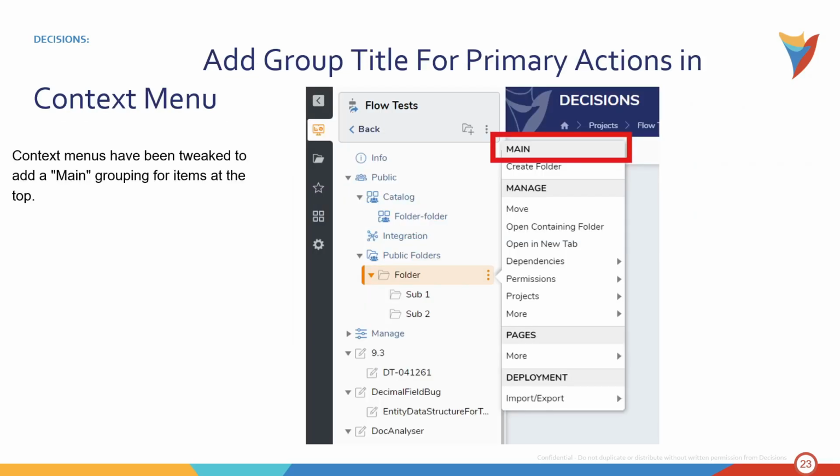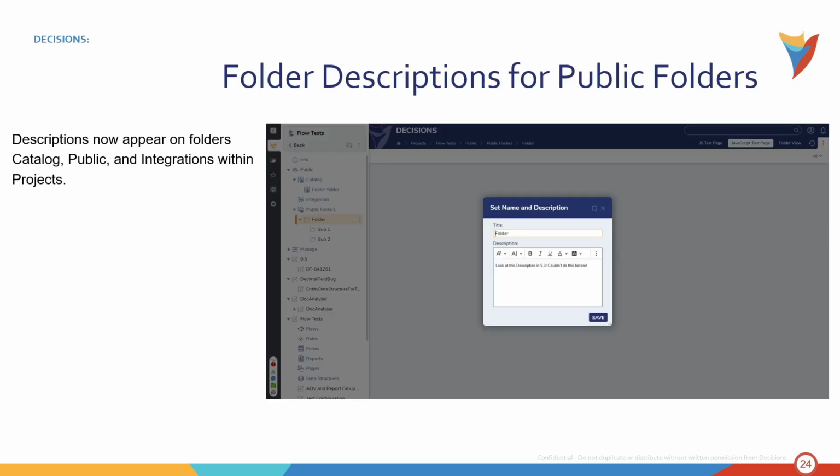You can also add a group title for primary actions in the context menu. So context menus have been tweaked to add a main grouping for items up there at the top. So again, you can add a group title for primary actions in that context menu. Folder descriptions for public folders are now going to appear on folders in the catalog, the public, and integrations within projects. So you'll be able to see those folder descriptions for those public folders. It helps keep you organized.